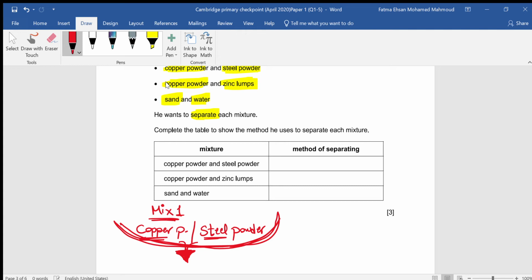في property هنا, حد عنده property التاني مش عنده. Great job, المغنتيزم. So what can I use here? أنا هنا لو جبت magnet, okay, what will be attracted to the magnet? Steel powder will be attracted to the magnet. علشان عندي steel magnetic. يبقى عندي steel magnetic.